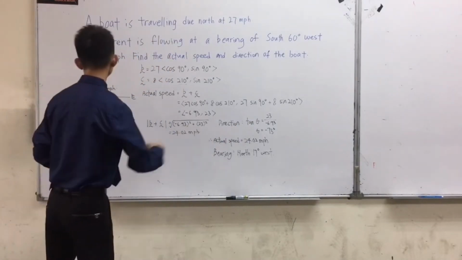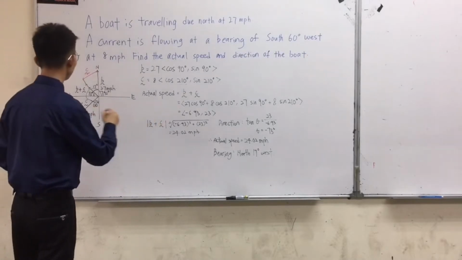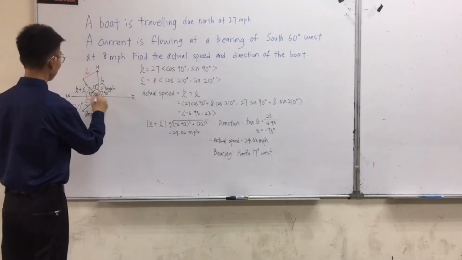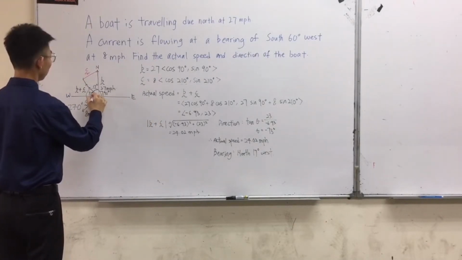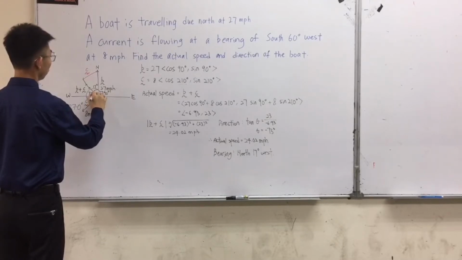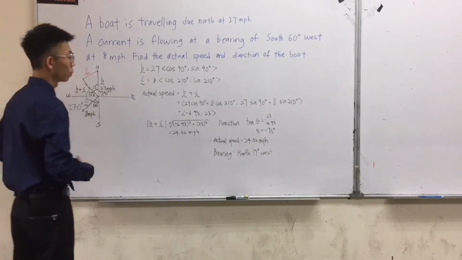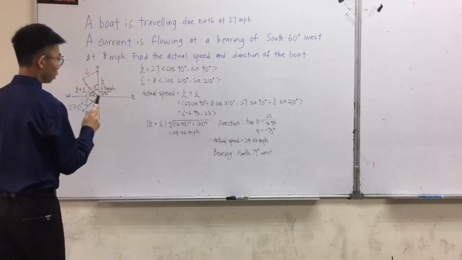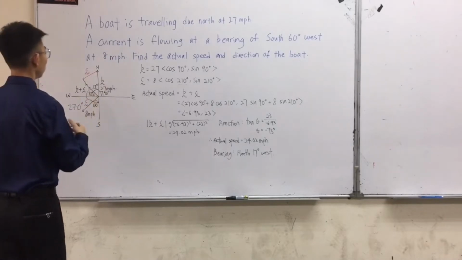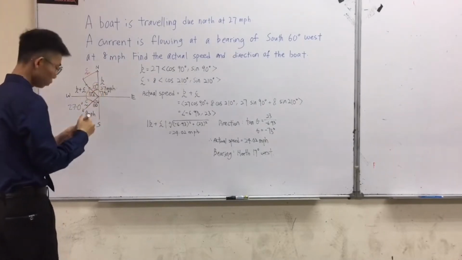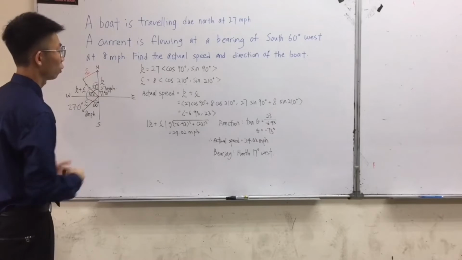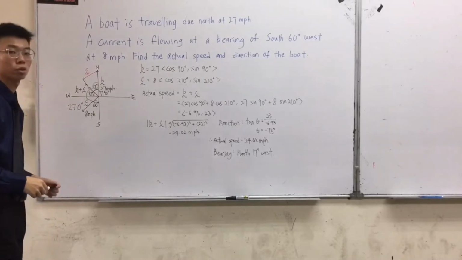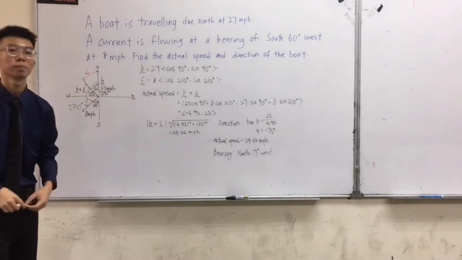Here the negative, we don't need to worry, because negative 73 indicates the angle actually starts from here to here. So its bearing actually is north 70 degrees west, which is here. And the actual speed is 24.02 mph. Okay, that's all. Thank you.